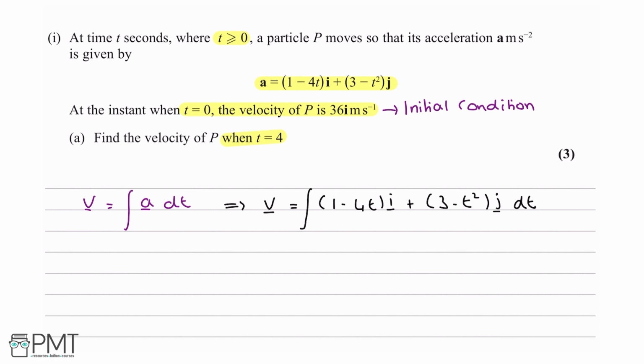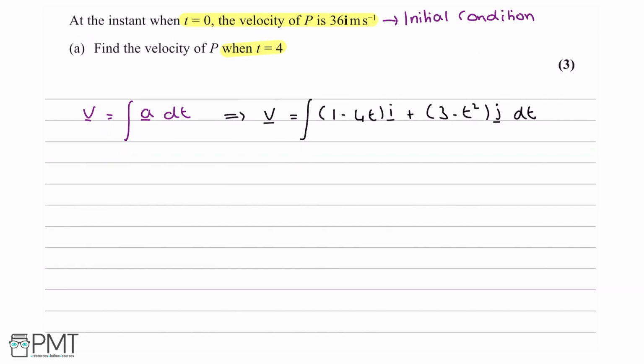The next thing we're going to do is split up our integral. This becomes the integral of (1 minus 4t) i with respect to time, plus the integral of (3 minus t squared) j with respect to time. Now we can proceed with integrating.